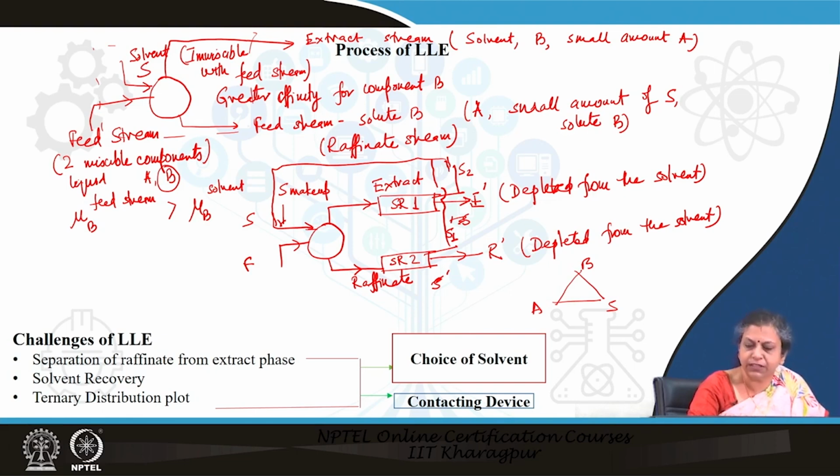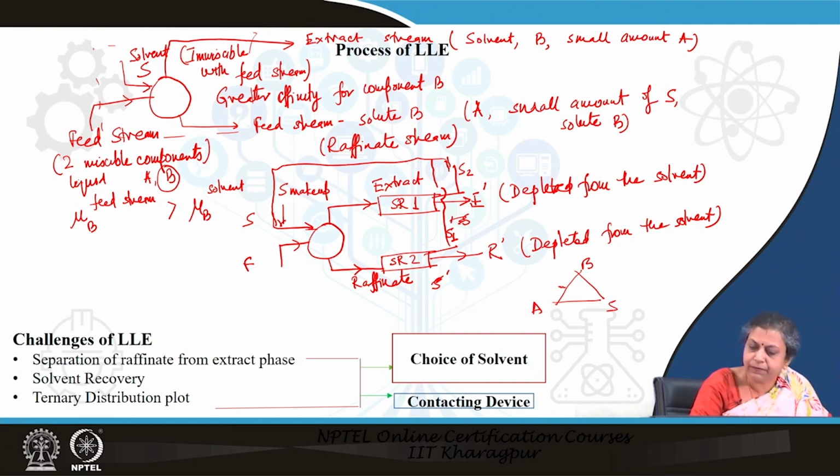So, if we have started with A and B, then this arm represents the composition of A and B. As we go more towards the vertex B, it means that the proportion of B is increasing and the proportion of A is decreasing. Now, suppose in this particular liquid, we add component S. So, therefore, maybe we had started from this feed composition and we add S.